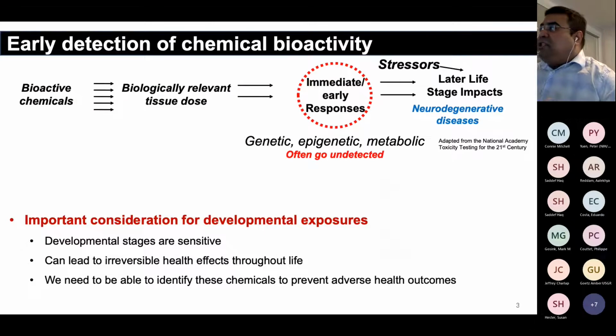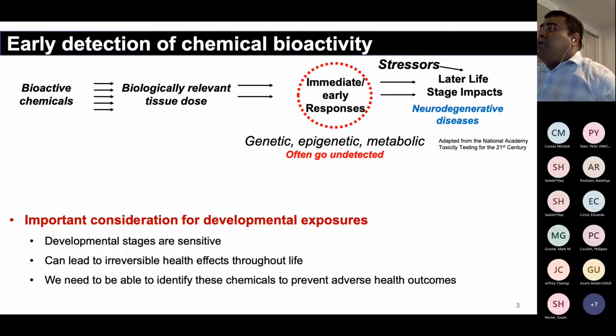The best strategy to achieve this goal is to detect immediate or early responses a chemical elicits in response to biologically relevant tissue doses. For any chemical, right after exposure, they interact with biology to cause these immediate or early responses. But these responses are often molecular, and unless specifically studied, can often go undetected and cause long-term effects, or might combine with other stressors in life to cause later life or chronic life stage impacts such as neurodegenerative diseases.